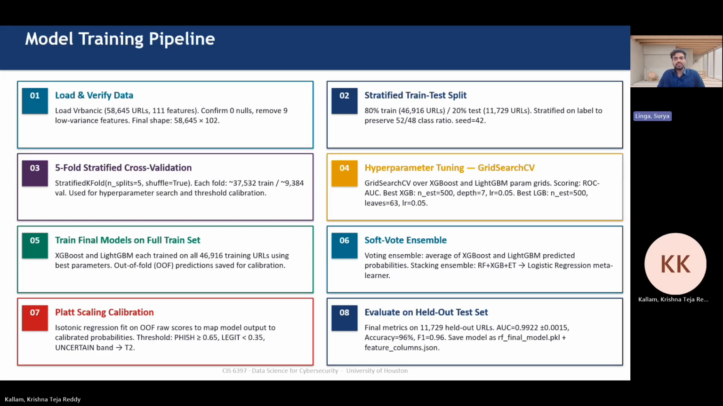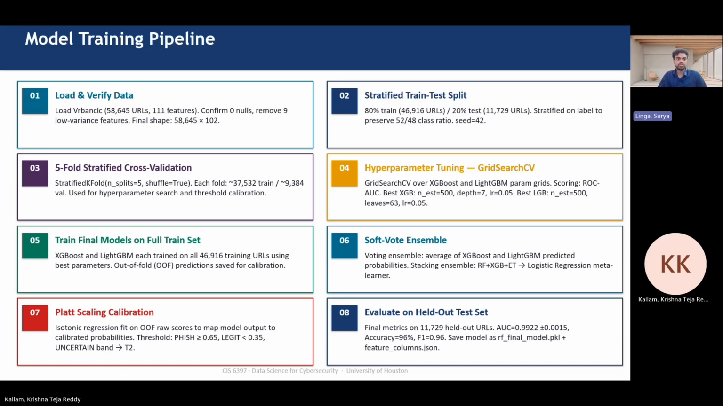So load the data and remove bad features, split it 80-20, run fivefold cross validation to find the best settings for each model, train XGBoost and LightGBM with those best settings, combine both models by averaging their predictions, calibrate the output probabilities so they are accurate, and tune the decision threshold using the precision and recall curve, then test the 20% holdout set we never touched during training.